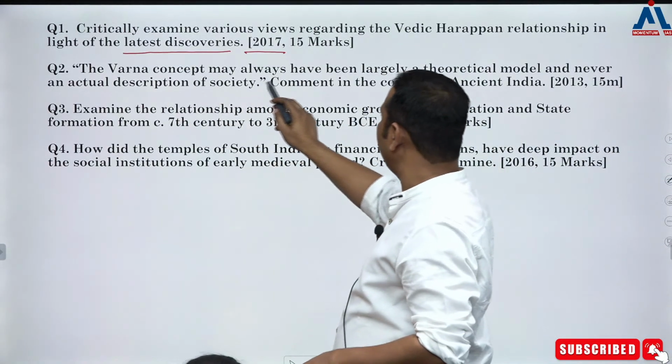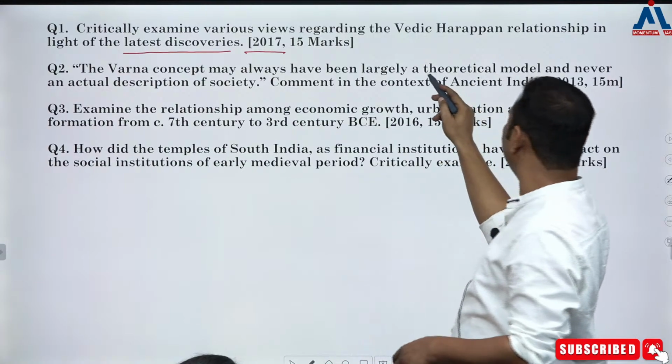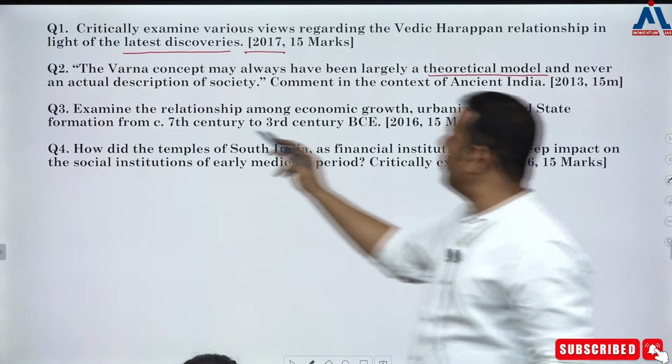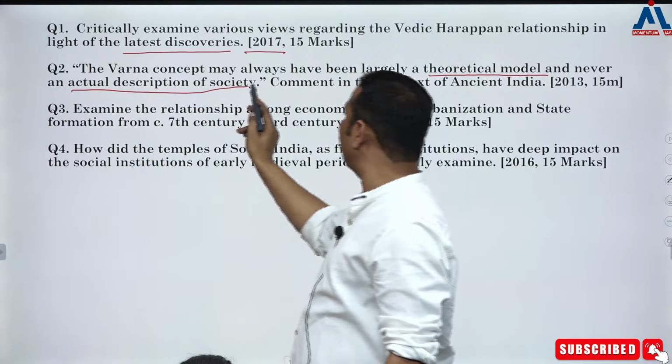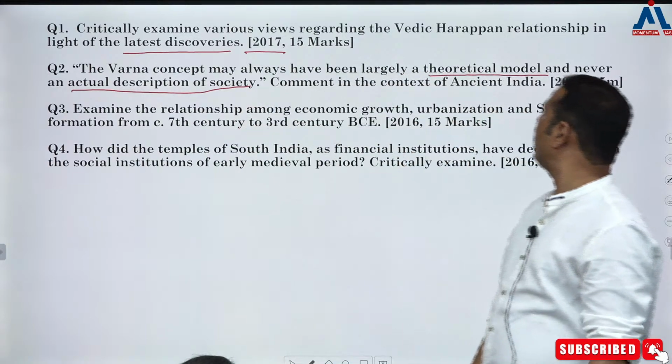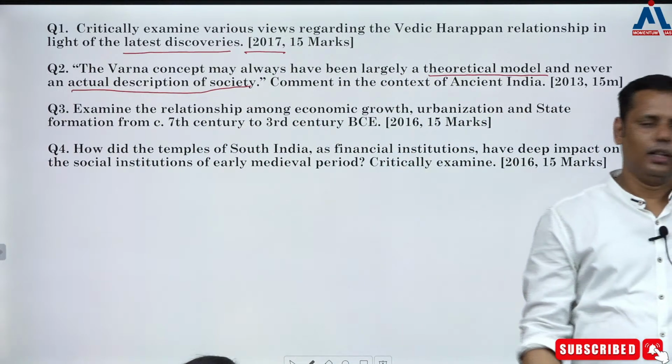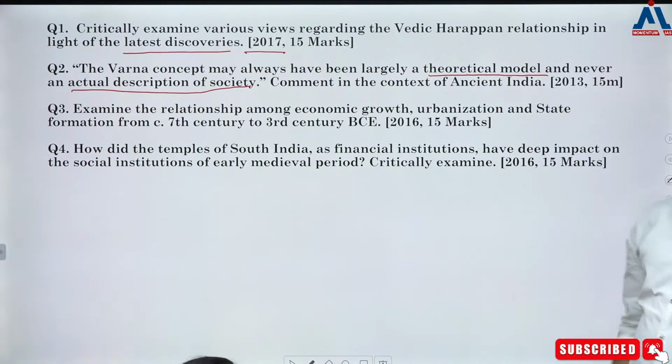The Varna concept may always have been largely a theoretical model and never an actual description of the society. Comment in this context of ancient India. In 2013 this question has been asked, and of 15 marks.